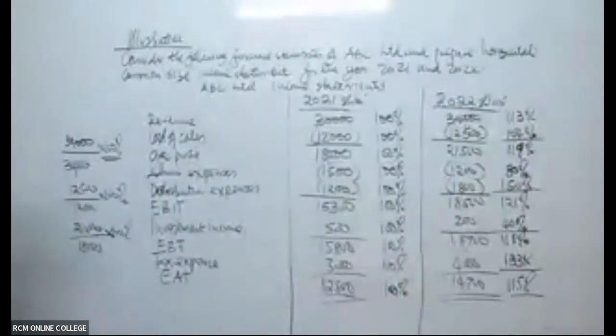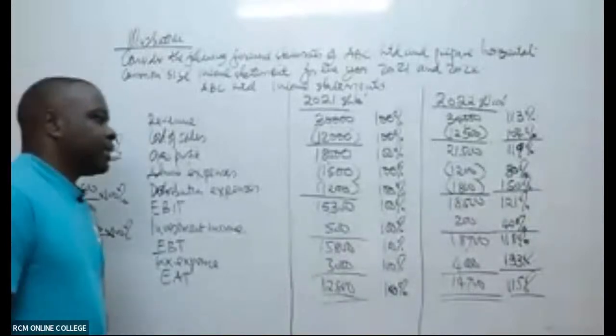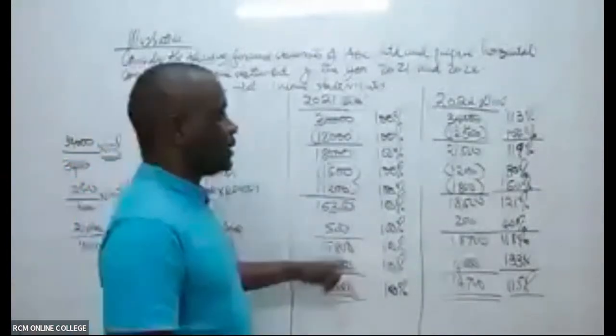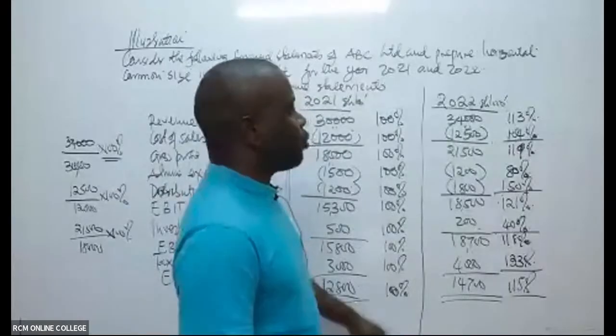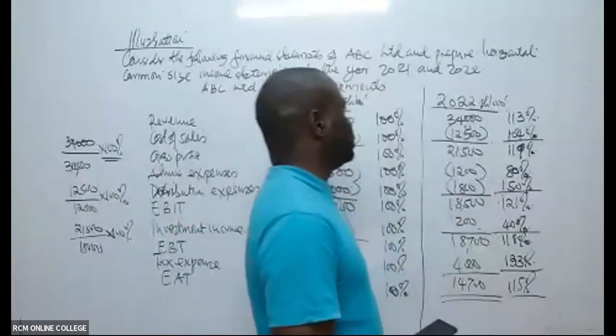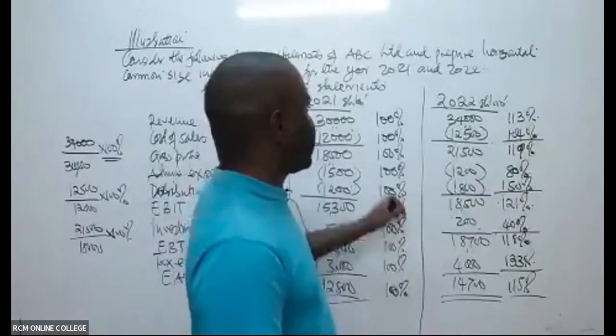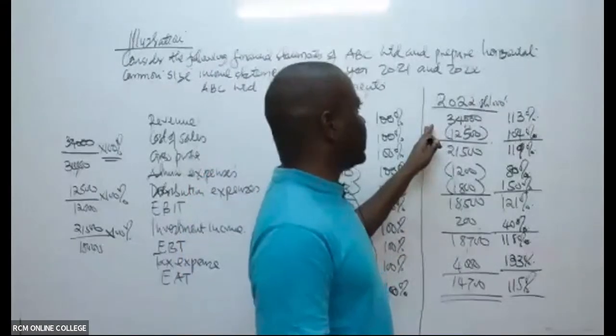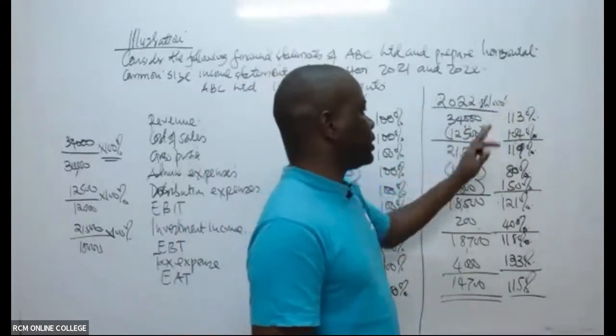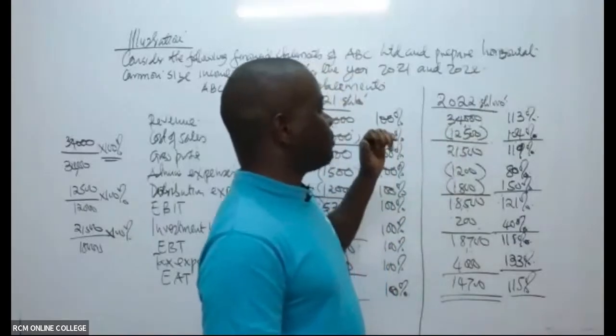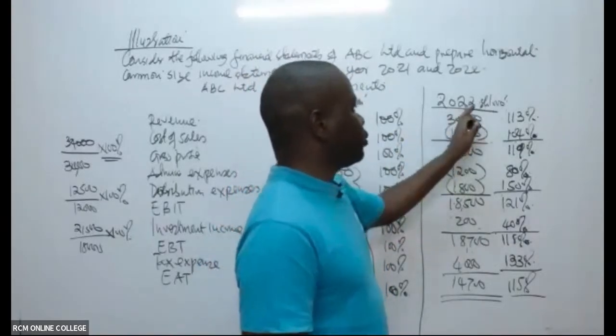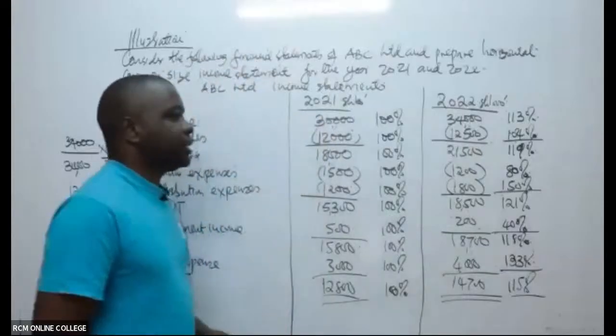So in this case, you would have used 2021 as the base year, so you've made it 100%. Then you compare with 2022. So you're able to see there was an excess of 13% in terms of revenue for the year 2022, if you compare with 2021.